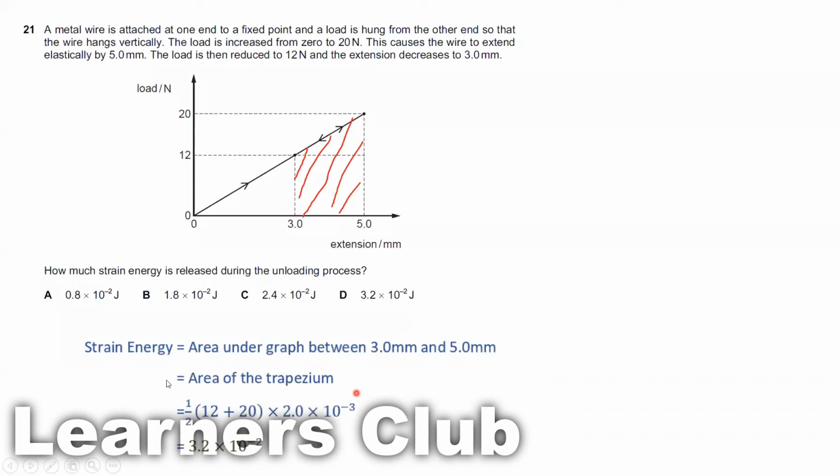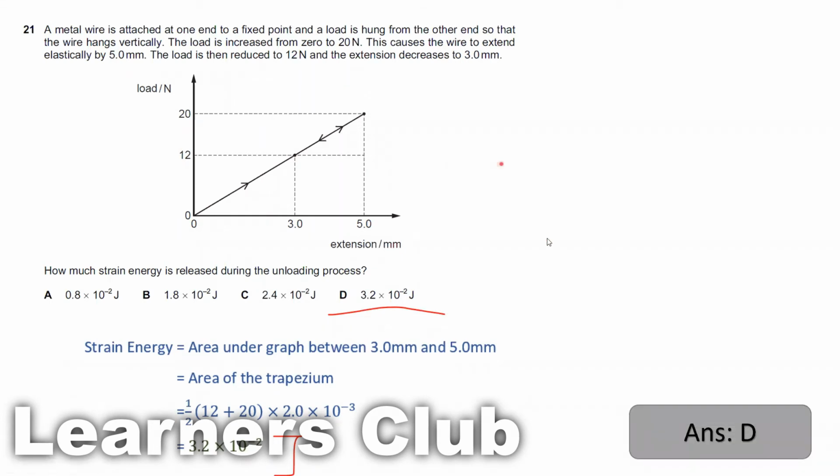We know that the area of a trapezium is half times the sum of the parallel sides times the height. So we have vertical parallel lines: this is 12 and this is 20. So half times 12 plus 20, and the height is the perpendicular distance between the two parallel lines, from 3 to 5, which is 2 millimeters, so 2 times 10 to the power minus 3. We get 3.2 times 10 to the power minus 2 Joule. So you can see the answer is option D.